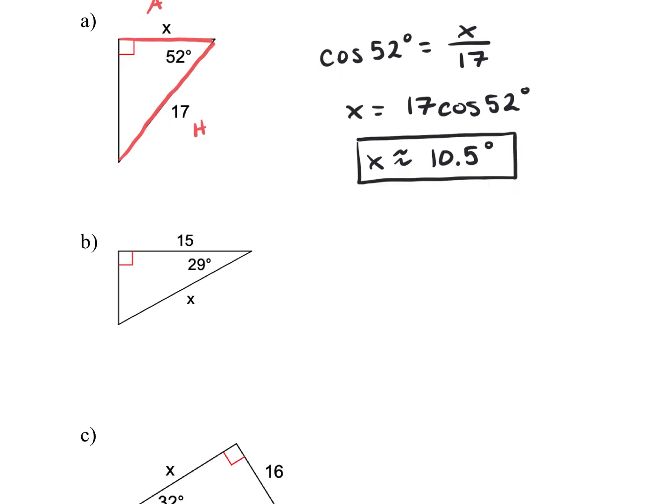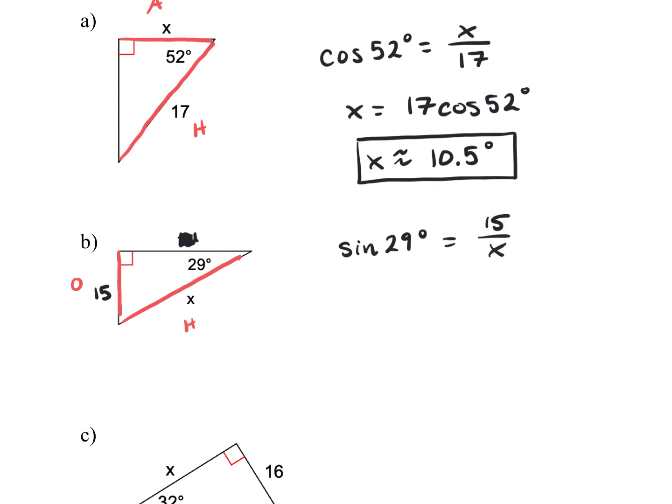Okay, let's try another one. And actually for this one, just for the sake of practice, can we cross this off and move it over here? Okay, so for this one, you'll see what I am working with is the opposite side length and the hypotenuse. So if I ask myself which trig function involves opposite and hypotenuse, it'd be sine. So the sine of 29 degrees equals 15 over x.